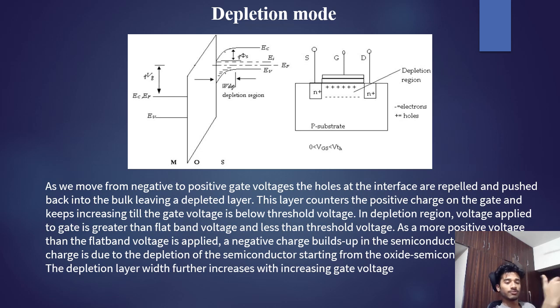As a more positive voltage than the flat band voltage is applied, a negative charge builds up in the semiconductor, and the charge due to the depletion of the semiconductor starting from the oxide semiconductor interface is the depletion layer, which further increases with increasing gate voltage.